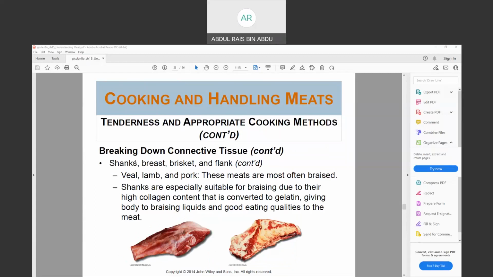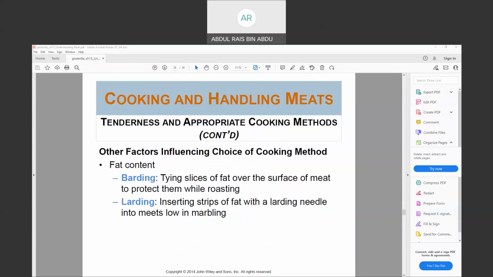Okay. For the shank, breast, and flank, this part of the meat are often braised. Okay. The shanks are suitable for braising due to their high collagen content that is converted to gelatin, giving body to braising liquid and good eating qualities to the meat. Okay, bahagian ni juga sesuai untuk dimasak stew ataupun dimasak apa-apa masakan berkuah lah. Alright. Other factors influencing choices of cooking method.